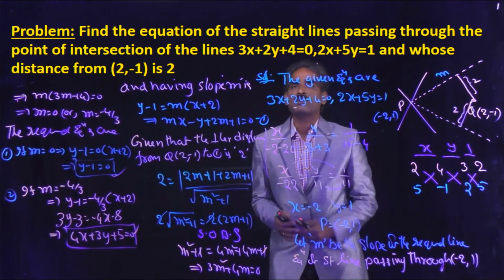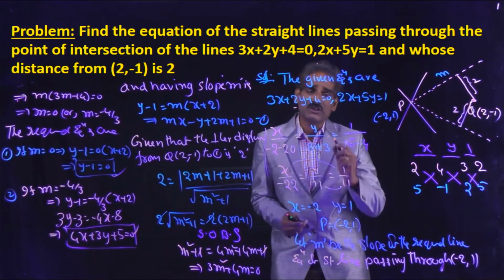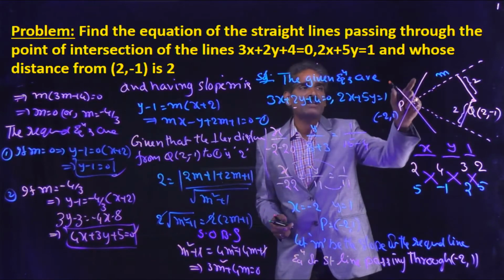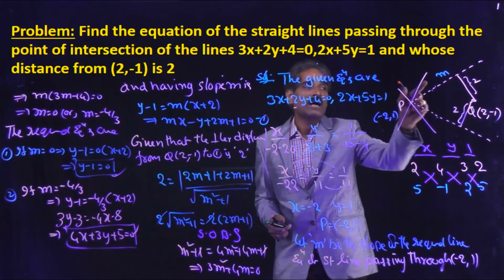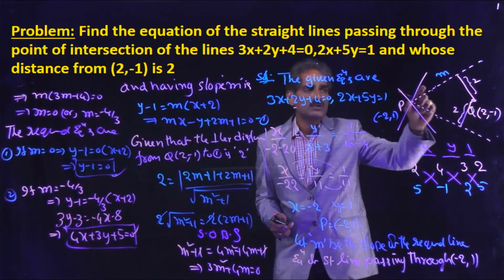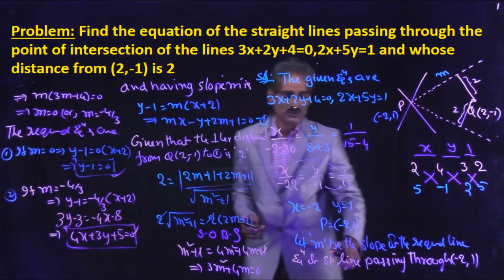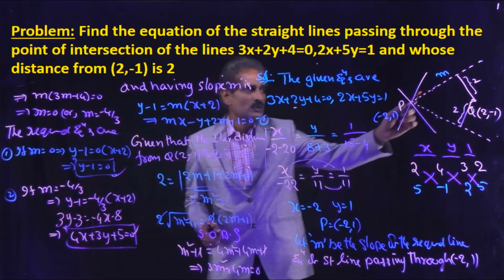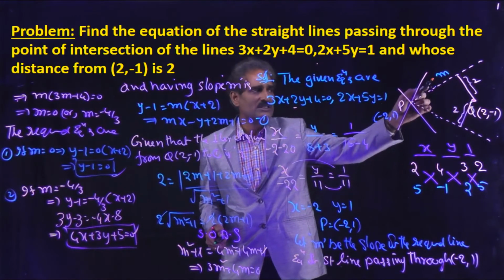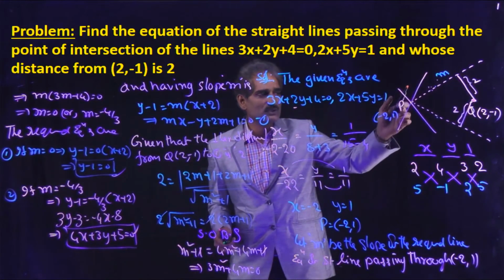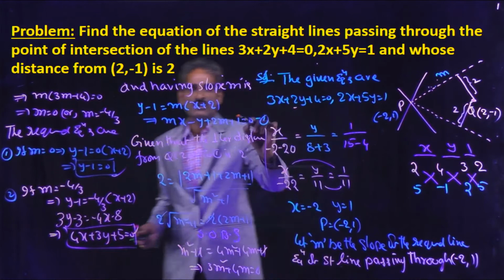So see the question. Find the equation of the straight lines passing through the point of intersection of these two and having 2 unit distance from this point. Okay, so first of all solve these two equations. We get minus 2 comma 1 is the point of intersection. You have to find out these two equations. So let us take m to be the slope of the required line and write the equation of the line passing through this point and having the slope. So this is the equation.